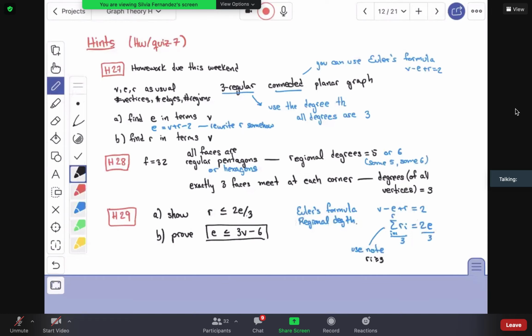You have, because the problem tells you that there are at least 3 vertices, then all the regional degrees are greater than or equal to 3. You attach this bound here, so you can replace each RI by 3 to add up over all the regional degrees. You know how many there are of them, and it's almost done. Okay? So once you have that, you want to use this in here with Euler's formula.